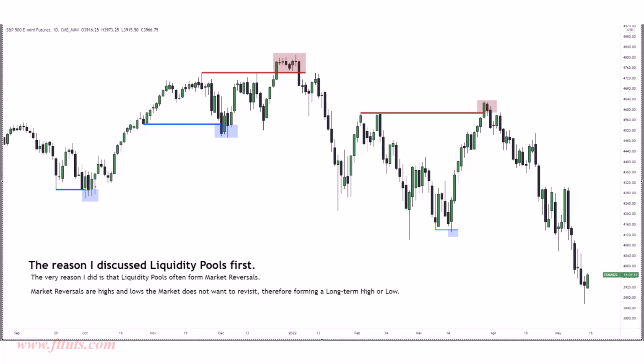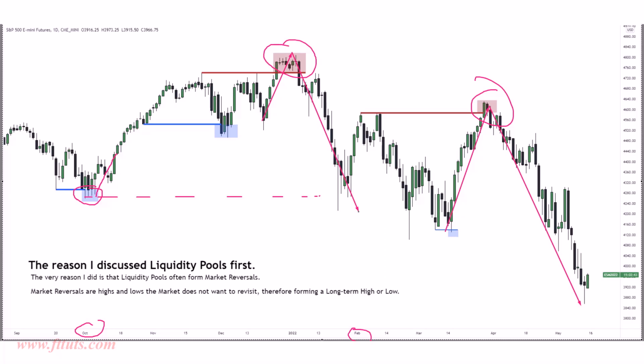If we take a look at this, liquidity pools often form a long-term high or low, and it takes a while for this to get revisited here. Just look at the dates there. So liquidity pools often form long-term highs and long-term lows. Same thing here. Same thing here. And check how it goes from bullish to bearish, and from bearish to bullish. It's a reversal.